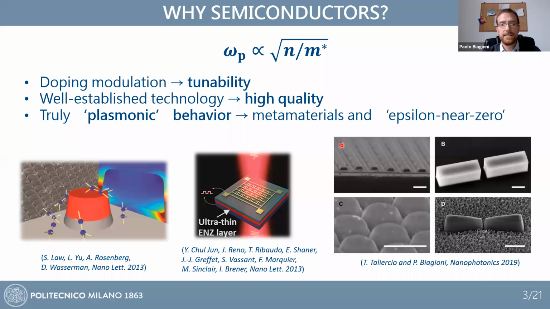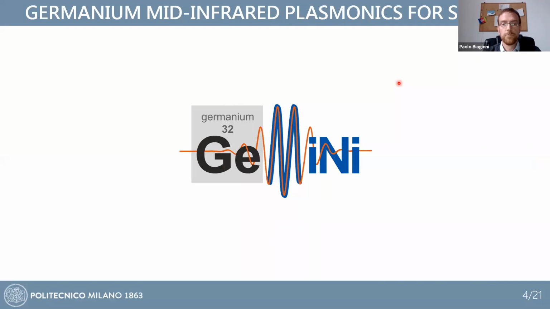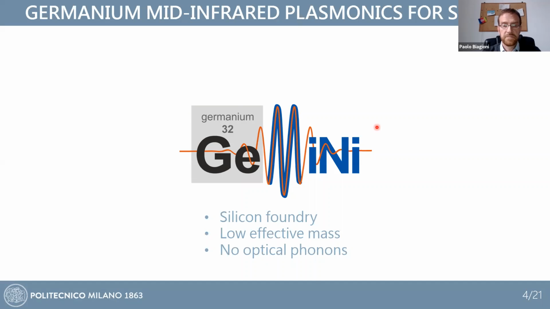And this concept that I'm describing here is valid for all semiconductors, but as I said, we focused mainly on germanium nanoantennas, and the framework for this research was a European project, Gemini, which stands for Germanium Mid-Infrared Plasmonics for Sensing, which was financed by the European Community. And the reason why we chose germanium is quite clear to us, at least.